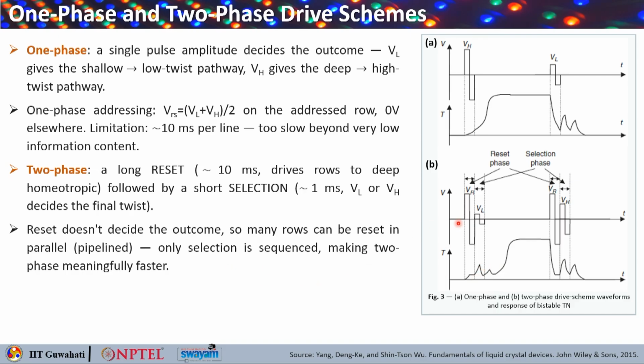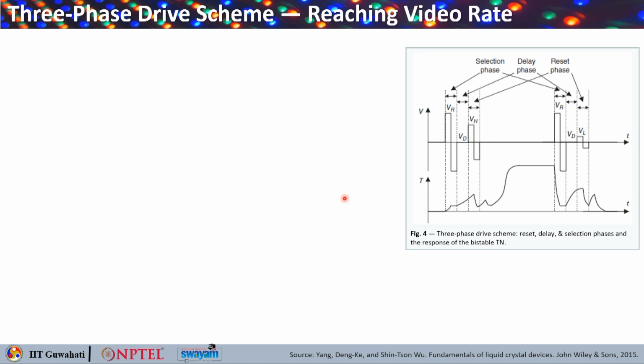So this reset does not decide the outcome. So many rows can be reset in parallel, that are basically pipelined, and only the selection is sequenced. So what is happening? The selection time is only 1 millisecond. So that is how this two phase is becoming faster.